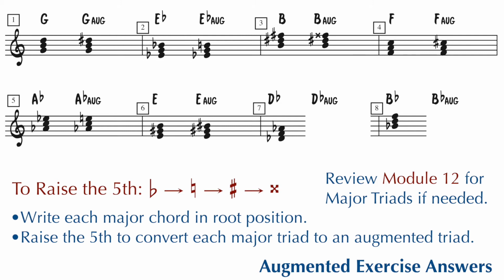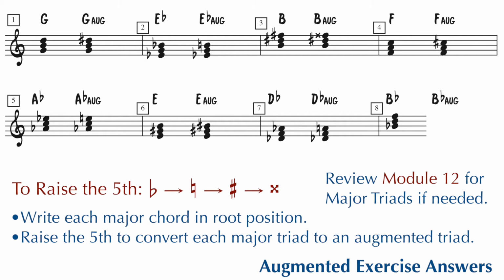Number 7, D flat major is spelled D flat, F, A flat. To change D flat major to D flat augmented, we raise the fifth of the chord, that A flat, to an A natural, and D flat augmented is spelled D flat, F, A.